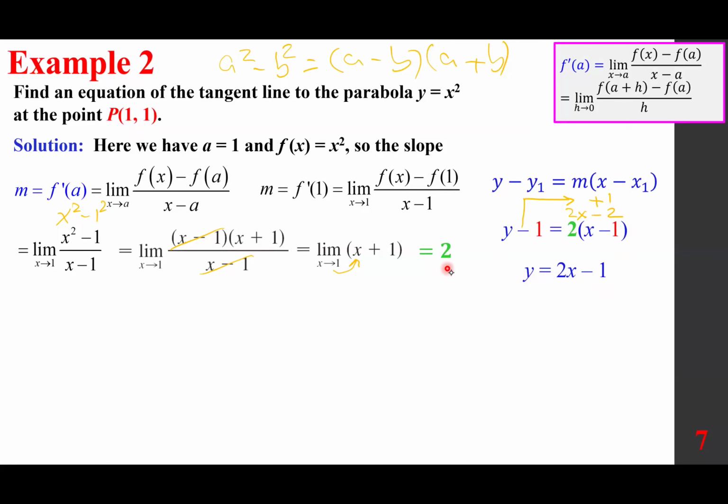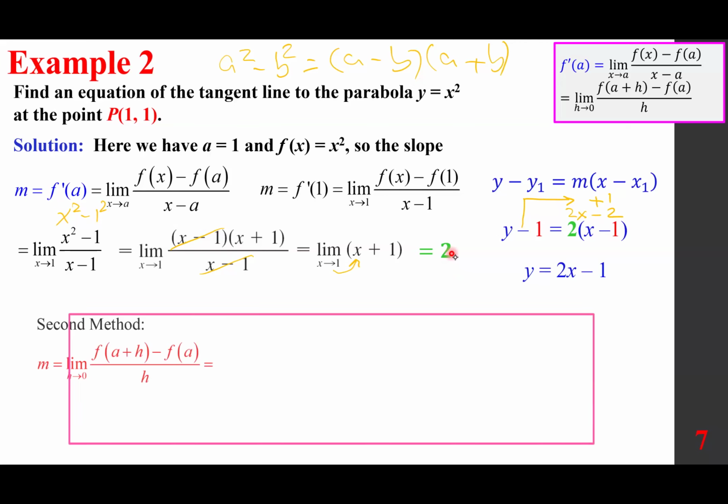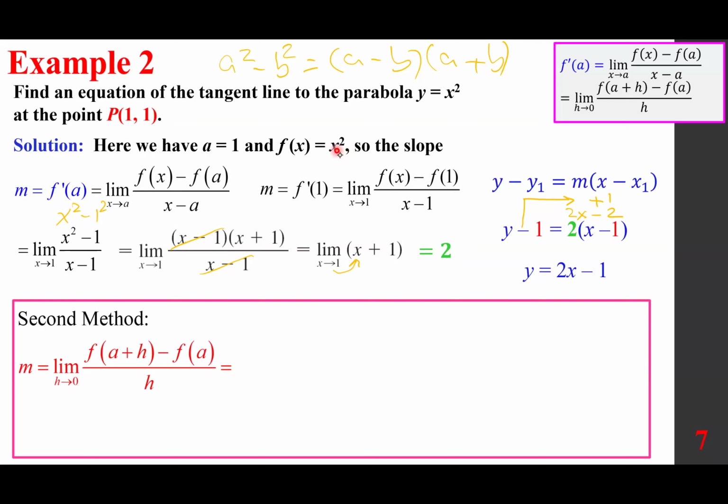What I want to add, class, is to show you the second method of finding that, for the sake of practice only, everybody. Okay, so we are going to go this route where a is 1 and the function is x squared. So m is the limit of f of a plus h, you replace the a with 1, minus f of 1 over h as h approaches 0. Now we are going to find f of 1 plus h. That means into x squared goes 1 plus h.